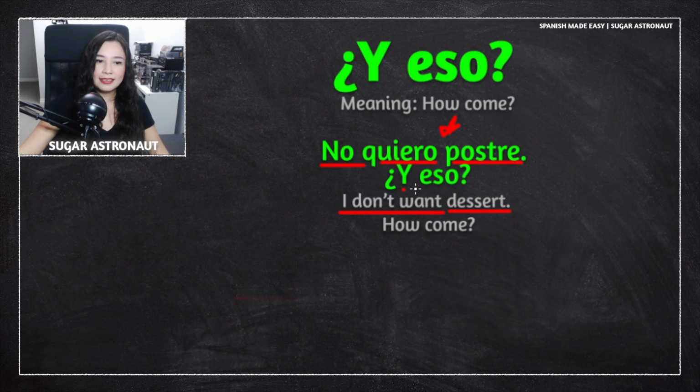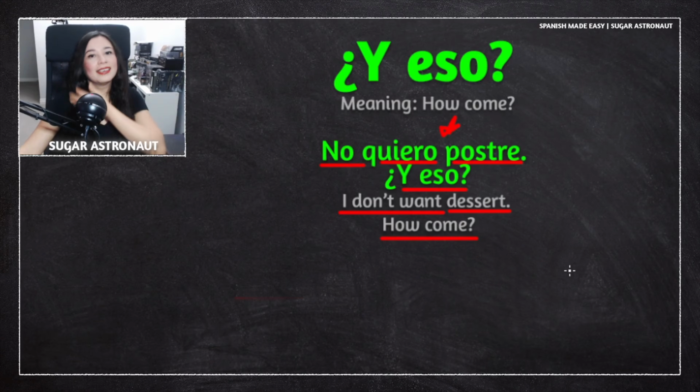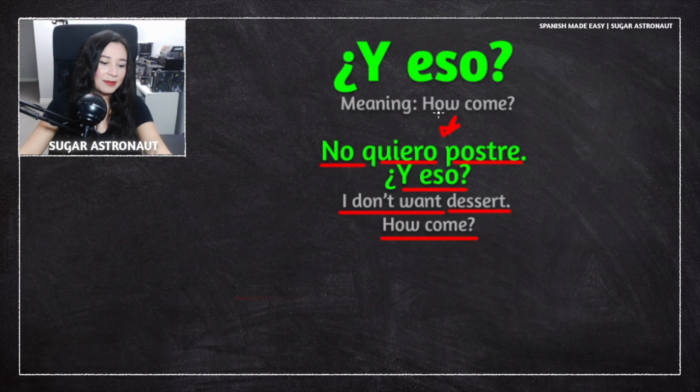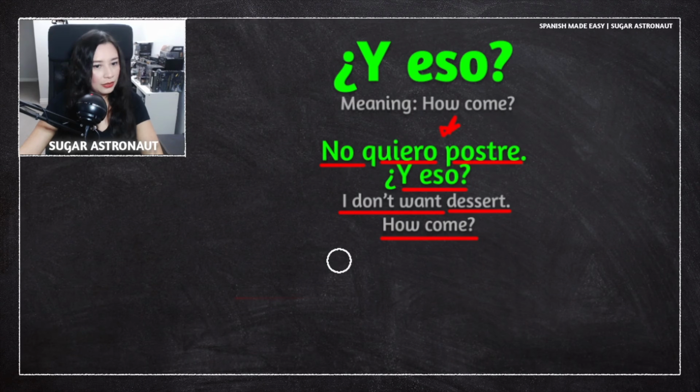And then if someone asks, or if you ask, y eso, then that means, how come? Maybe that person always eats dessert, and for some reason, today, that person didn't want any. So you are curious. You want to know why, right? So anyways, that's the meaning of y eso.